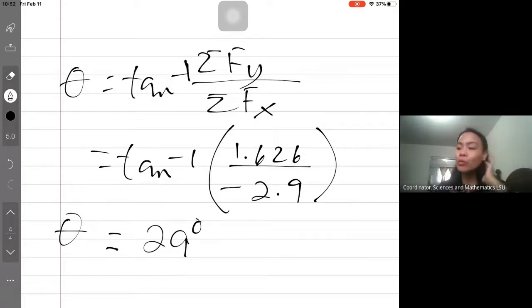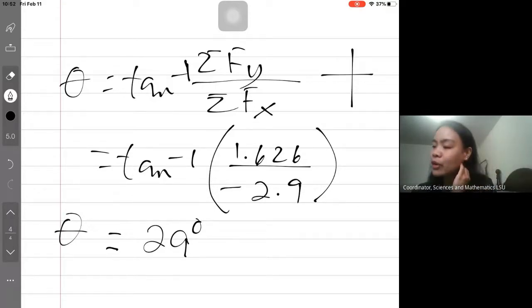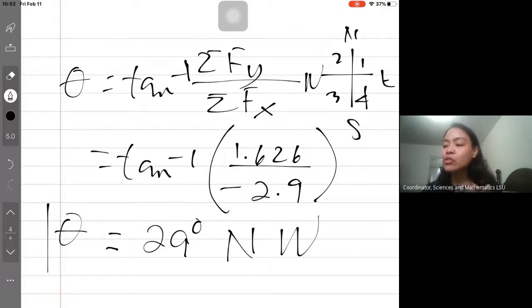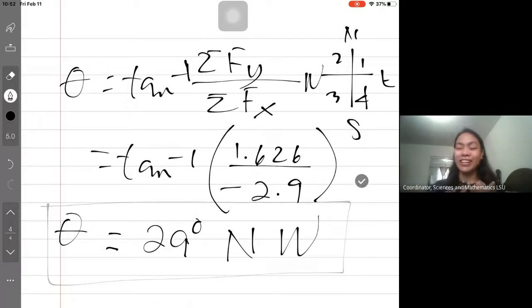So in the second quadrant, if you are going to have your north, south, east, and west, this is your quadrant 1, quadrant 2, 3, and 4. For the second quadrant, you have positive y and negative x. Okay, so you must take note of the directions. All right, so in the second quadrant, that is northwest. So that is your direction for your net force.